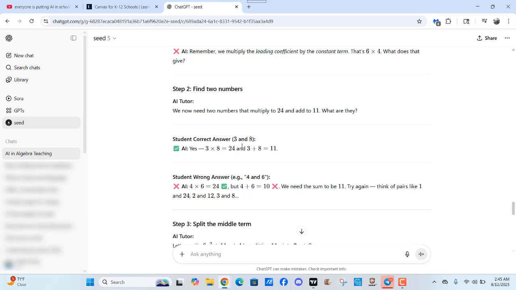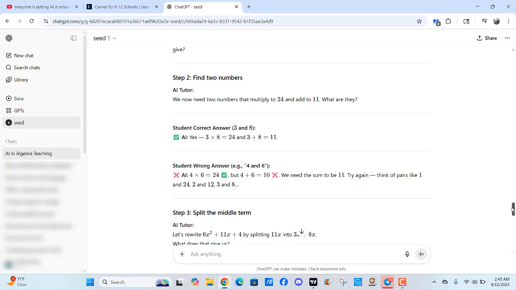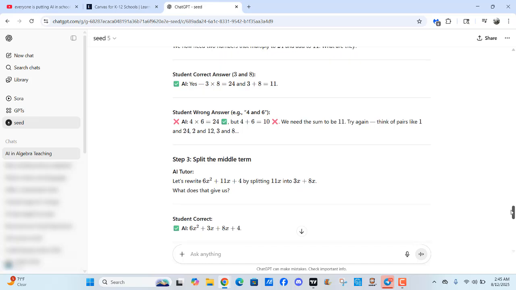Student correct answer: 3 and 8. AI: yes, 3 times 8 is 24, and 3 plus 8 is 11. Student wrong answer: 4 and 6. So 4 and 6 is 24 when you multiply it, but 4 plus 6 is 10. We need the sum to be 11. Try again, think of pairs like 1 and 24, 2 and 12. Okay, so now AI is giving them those pairs.